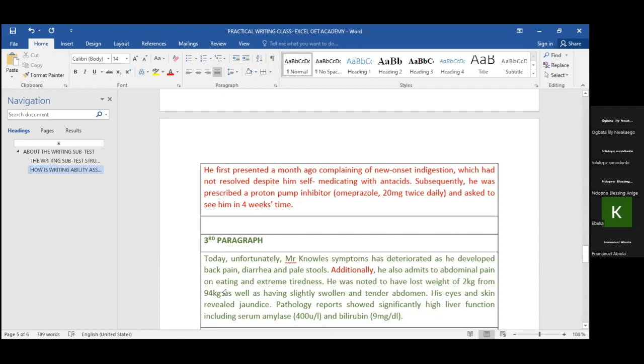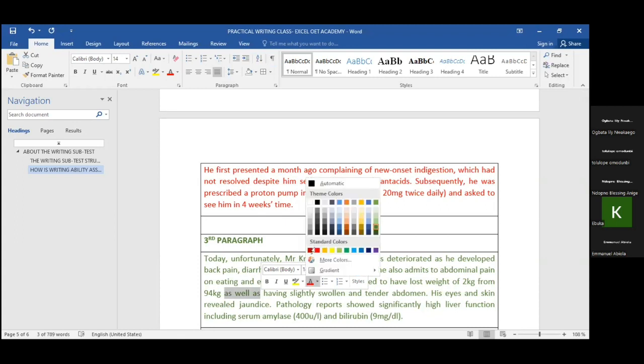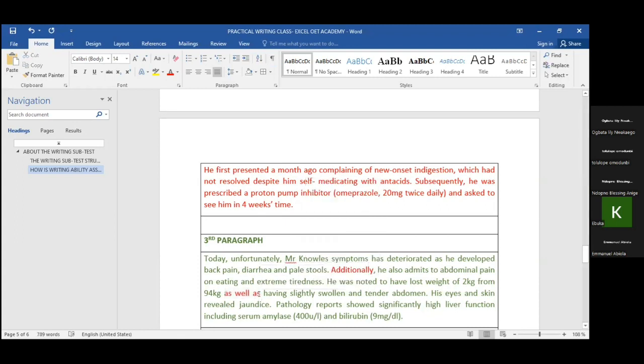As well as, now look at this. Look at the way I connected this. So as well as is another good way, okay, to connect. Not every time you use and. So I said, it was noted to have lost weight of 2 kg from 94 kg, as well as having slightly swollen and tender abdomen. Now, I'll still go back to the case note so that you appreciate this. Now, I put full stop. Remember that I didn't come and put another connector. So it's not everywhere you put a connector.